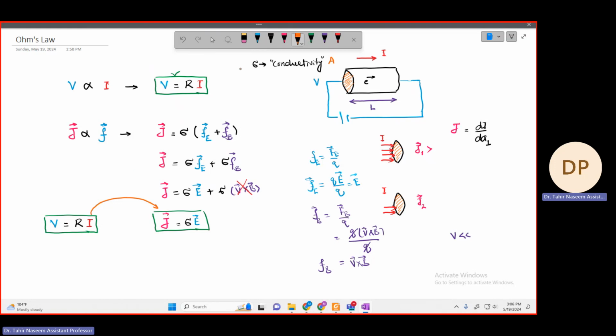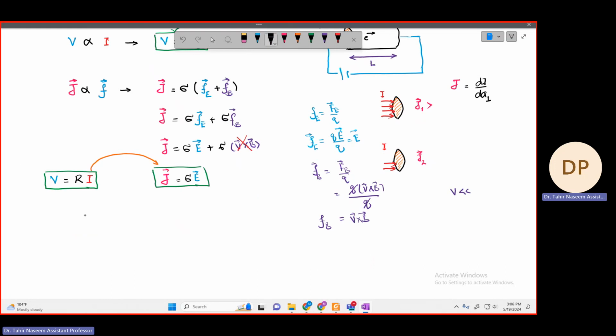So first of all, I need to convert R into sigma. So I need to look for a relation which can convert R into sigma. And I know that the resistance of a material is proportional to the length of the material. So if we have a longer conducting wire, the resistance will be larger. Let me write capital L, and it is inversely proportional to the area of the wire. So if we have a larger cross-sectional area, the resistance will be smaller. And in order to convert proportionality into a constant, we will write rho here.